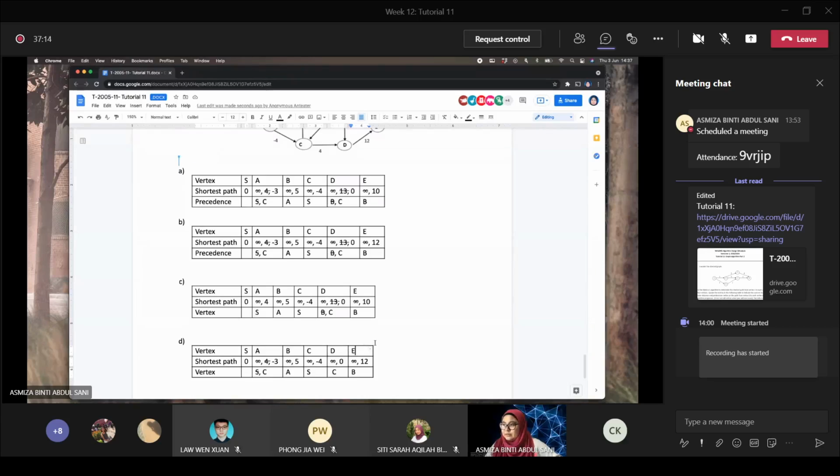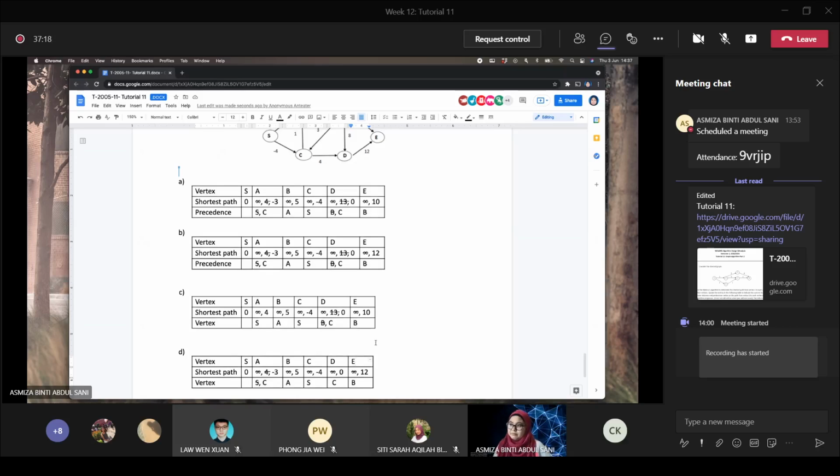What's the answer for question number 4? The answer is A. Do you want me to go through how we get answer A, or all is good? Since we have some time, I might as well just go very quickly through how we get this answer. Is that all right?